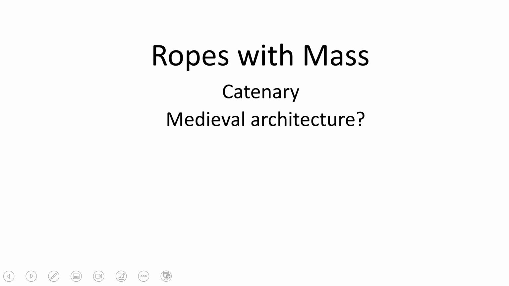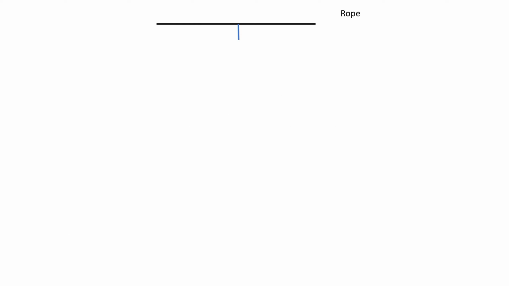So we'll take a look at what happens when ropes have mass, and we'll learn about something called a catenary, and maybe we'll even learn something about medieval architecture along the way. So here's a rope. Nothing too exciting going on. Let's just keep the rope massless for now and refresh ourselves about what happens.